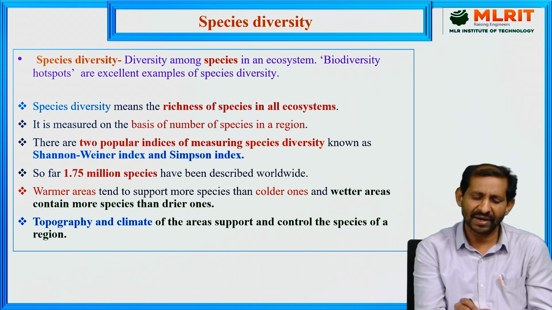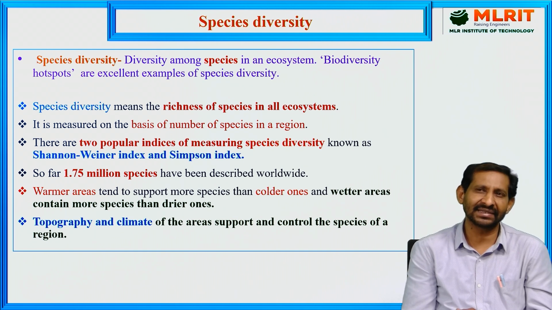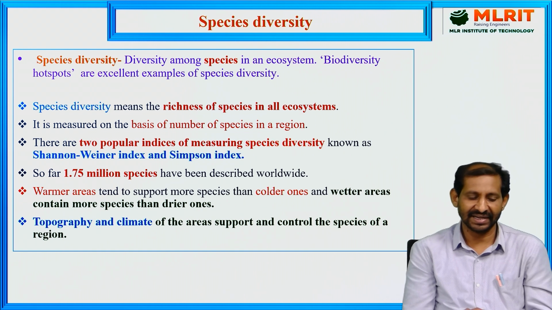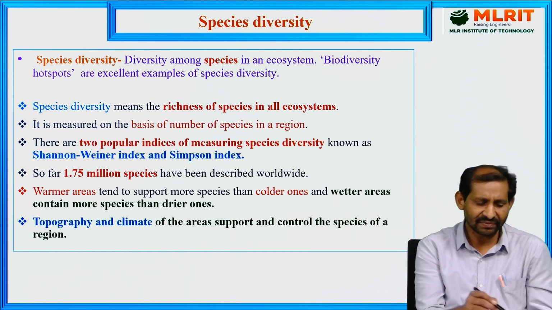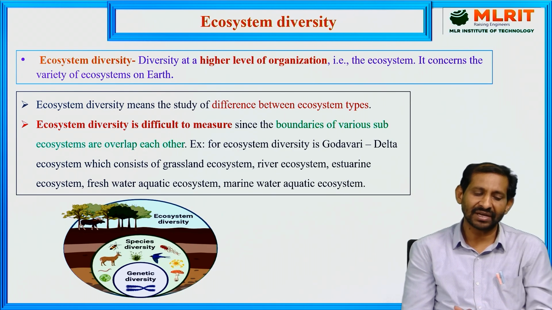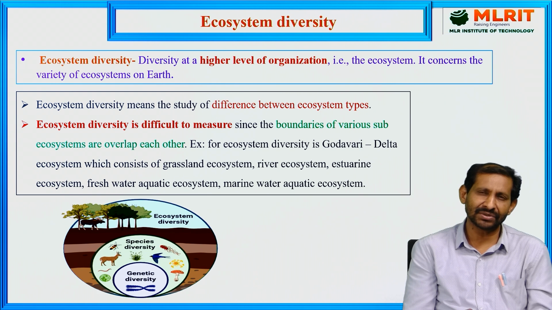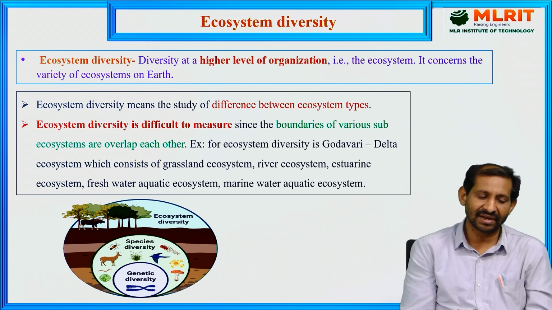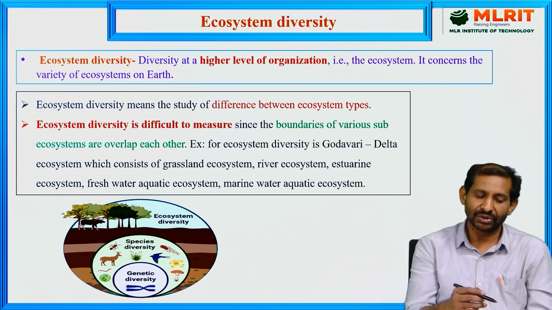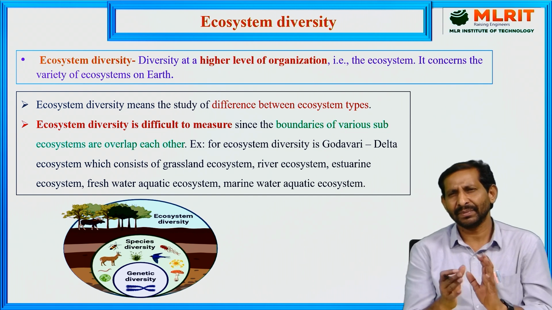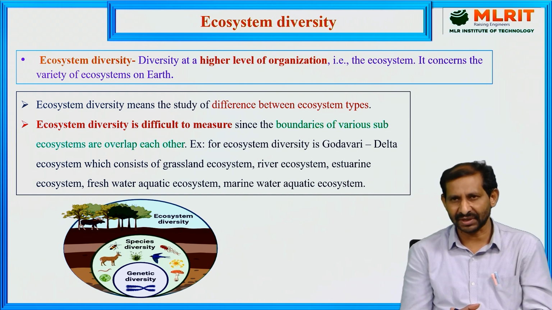There are two popular indices generally used for measuring species diversity: the Shannon-Weiner index and the Simpson index. Now coming to ecosystem diversity. Ecosystem diversity mostly happens at a higher level of organization. It concerns the variety of ecosystems on the earth, the difference between ecosystem types, because there are different types of ecosystems.